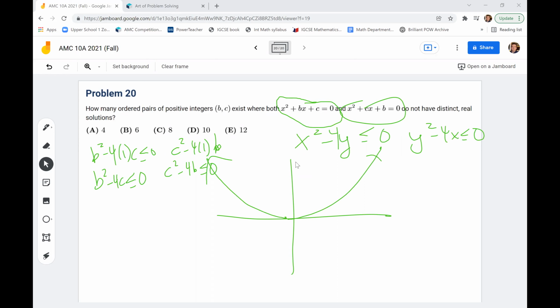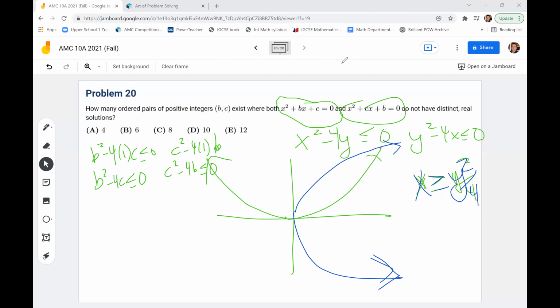And then x is greater than or equal to y squared over 4 would basically be, so here I'm going to use a different color, would be like this. It's like a side parabola, like the inverse.